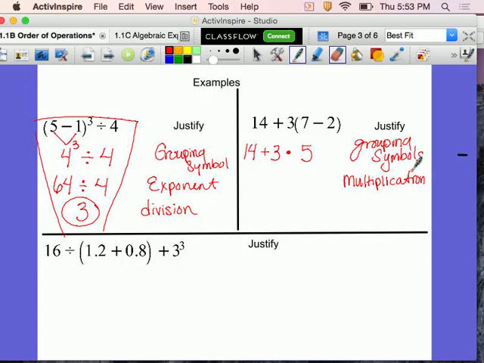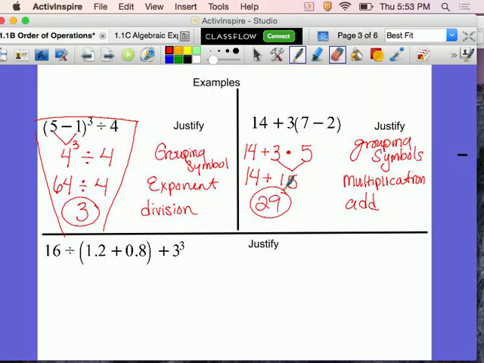And I'm not going to do 14 and I'm not going to do plus, but 3 times 5 is 15. And now I can see that I'm just going to add my final step. 14 plus 15 is 29. Again, I should see all the work. I should see the justification. All right, something a little bit bigger.